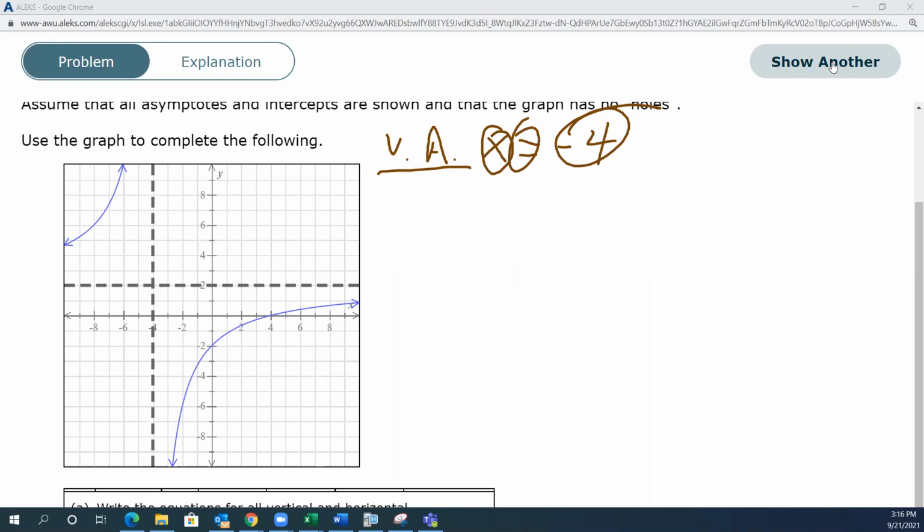Okay. Now, what about the horizontal asymptote? And yeah, we'll see how to find these with equations and stuff. But horizontal asymptotes are horizontal, so they're always y equals, because every point on the line has the same height, the same y coordinate, and they're all at height 2. So y equals 2. And that's how you do part A.